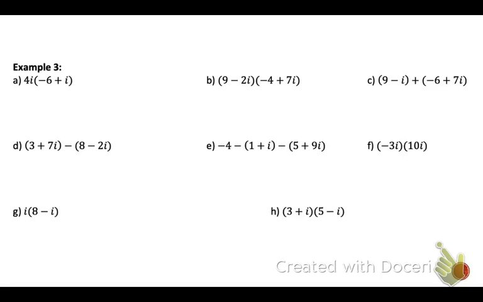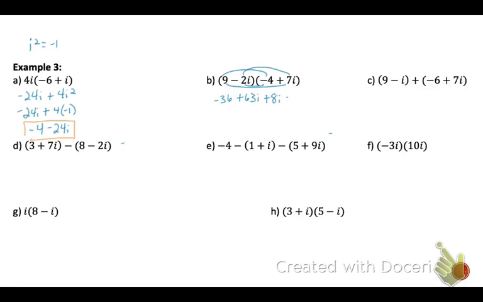Let's do some more examples, and we're going to multiply now. So we'll distribute this 4i and come up with negative 24i plus 4i squared. So remember that i squared equals negative 1. So when we have an i squared in our problem, we replace it with negative 1 because we can, and then simplify. So our 4i squared term becomes negative 4. So written in standard form, that is negative 4 minus 24i.